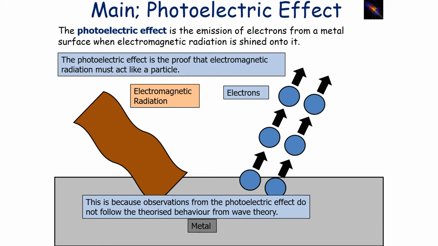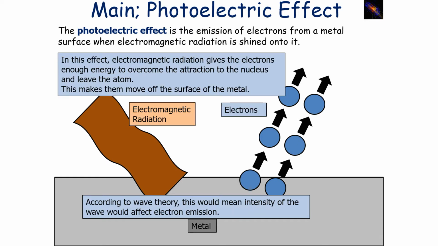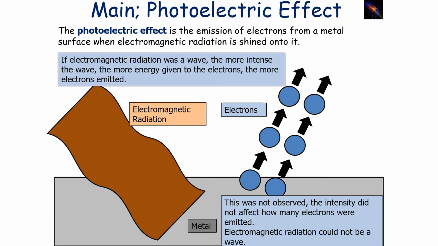Now it's important to note that the photoelectric effect is proof that electromagnetic radiation must act like a particle. This is because observations from the photoelectric effect do not follow the theorized behavior of wave theory, because according to wave theory, if the electromagnetic radiation was in the form of a wave as it hit the metal surface, then the intensity of the wave would affect how many electrons are emitted. And in addition, this was not observed in our photoelectric effect, as intensity did not affect how many electrons were emitted. So therefore we concluded electromagnetic radiation could not be a wave in this particular situation.